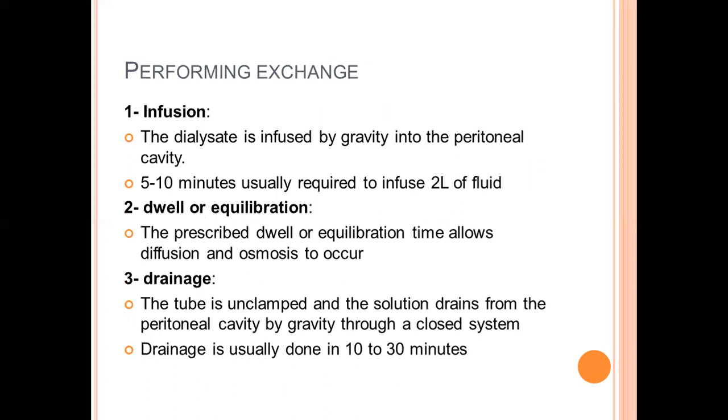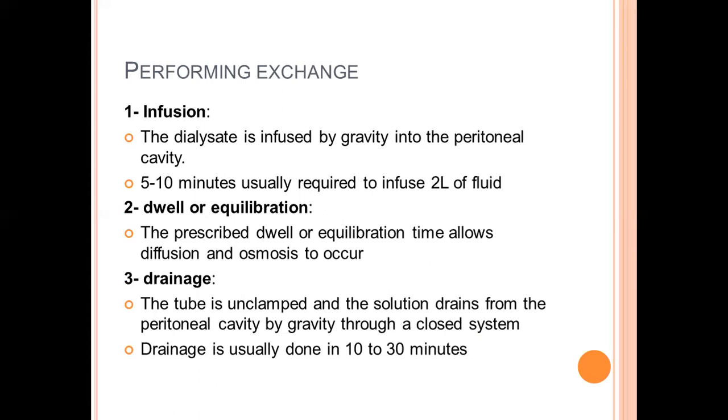Performing exchange. In peritoneal dialysis, we have to perform exchanges. For initial patients, we prescribe 3 exchanges during the day, while the fourth one is prescribed at night. So it requires 3 procedures. Number one is infusion. Dialysate is infused by gravity into the peritoneal cavity. 5 to 10 minutes are usually required to infuse 2 liters of fluid.